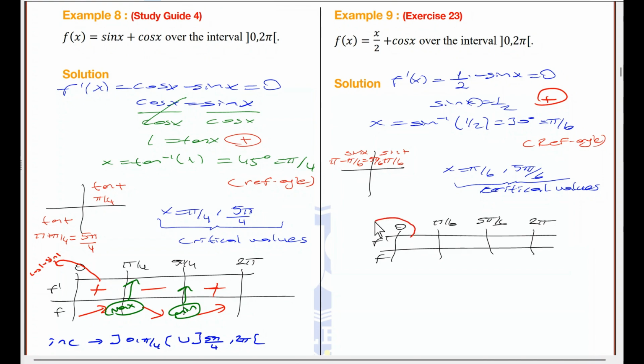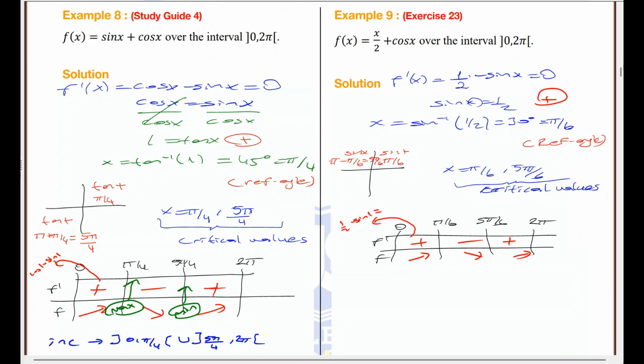From the first region, let's pick a value like 1. Let's put 1 back in the derivative. 1 over 2 minus sine 1. Is this a positive number or negative? Use your calculator. So you'll get a positive result. If the first region is positive, the second one is negative, the third one is positive. So here are the signs.